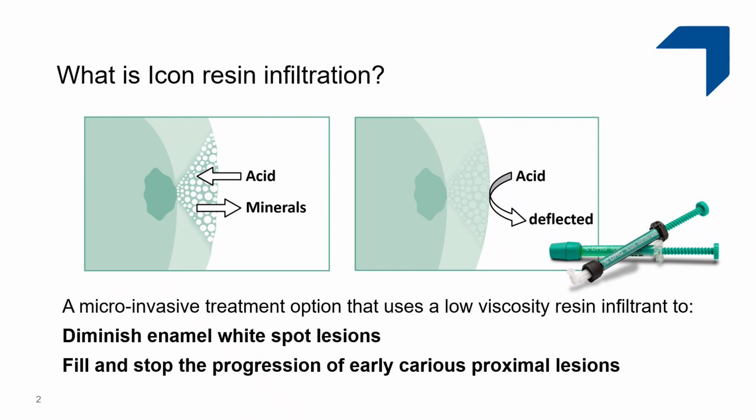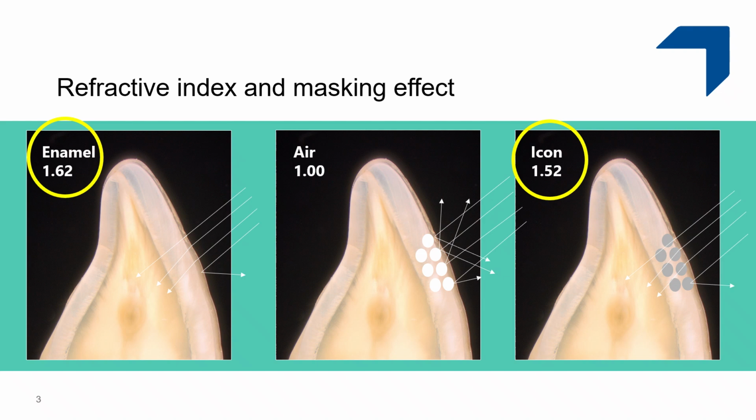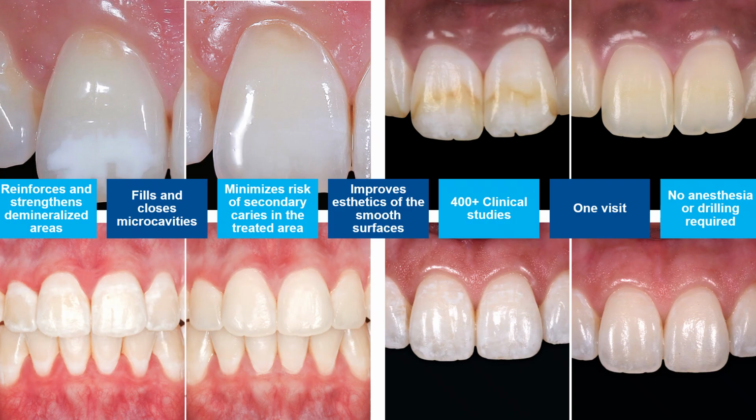ICON represents a revolutionary microinvasive approach to managing enamel white spot lesions and opacities. Using a low viscosity resin, the infiltrant penetrates the porous enamel structure, replacing air and water within the lesion. This changes the way light reflects through the enamel, effectively masking the lesion and blending it with surrounding healthy tooth structure. The result is immediate aesthetic improvement, without drilling, without anesthesia, and typically within a single patient visit.